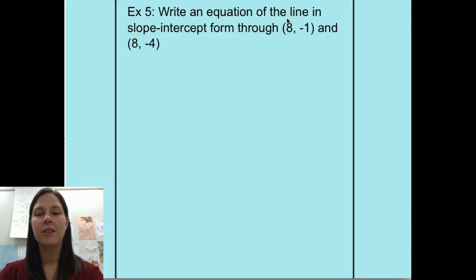So let's look very closely at this last example. We have an x value of 8 for both of our ordered pairs. This is a special line. X equals 8 is our equation.